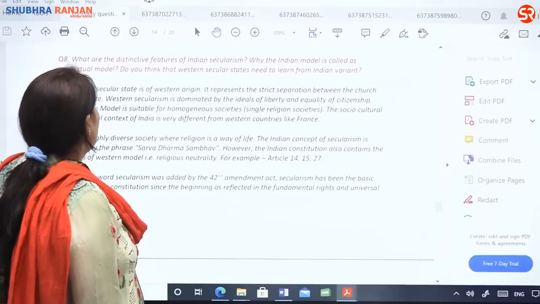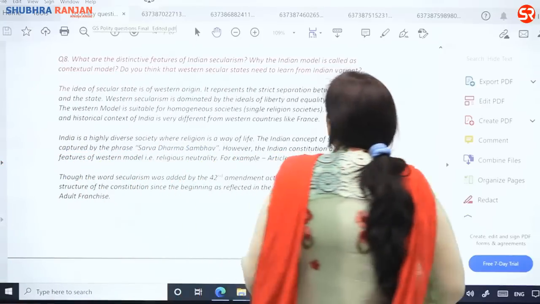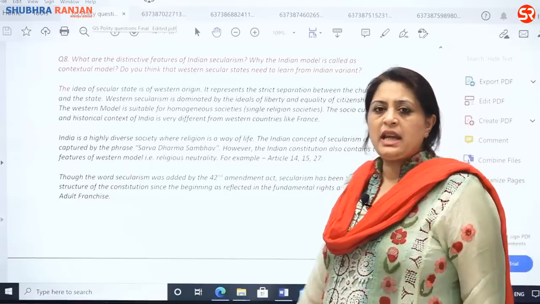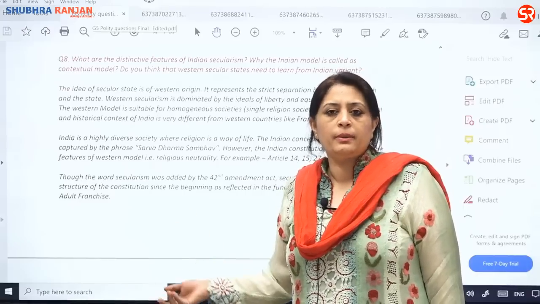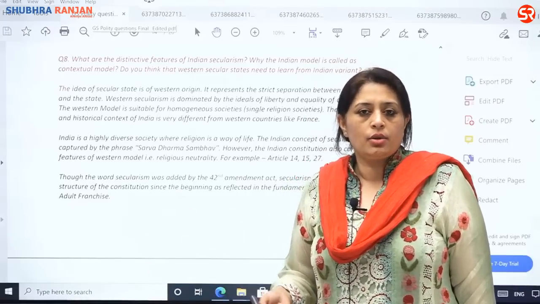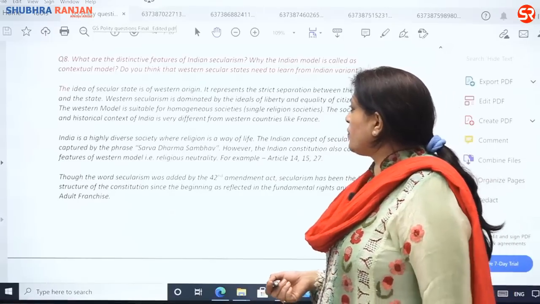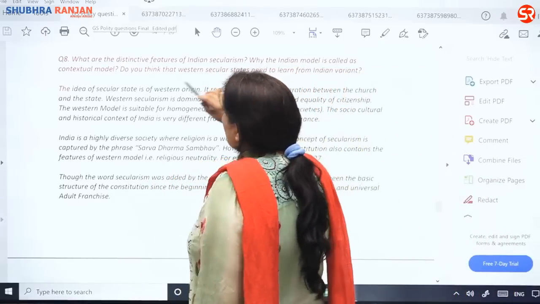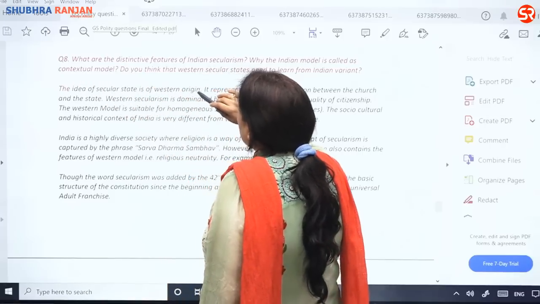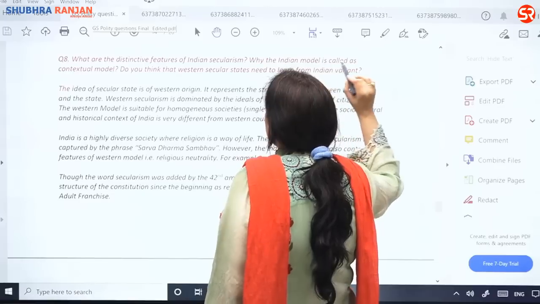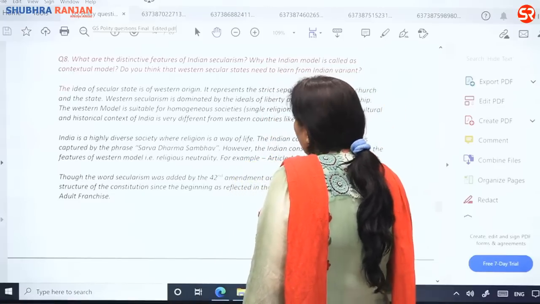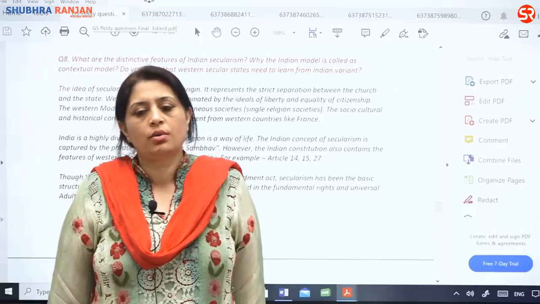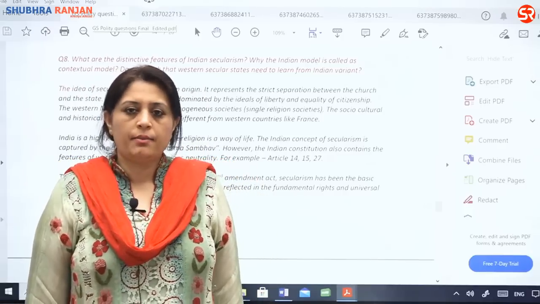Now let us see what are the distinctive features of Indian secularism, because every year either in paper 1 or paper 2 they keep on asking questions on secularism. So what are the distinctive features of Indian secularism? Why is the Indian model called a contextual model? Do you think that the Western secular states need to learn from the Indian variant? An interesting question that has been repeated a number of times.